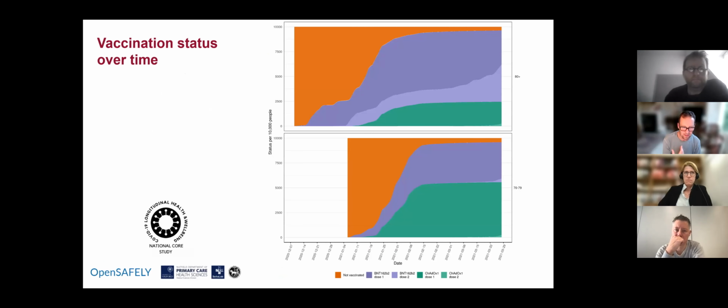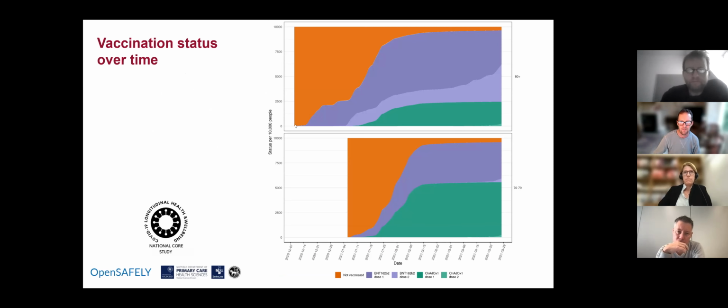So this is my first slide from OpenSAFELY, looking at the rollout of vaccination in England in people aged 80 plus in the top panel and 70 to 79 in the lower panel. And you can see what you already know from all of your countries, which is that vaccination rollout has broadly been an incredible achievement of health systems and a tremendous success.